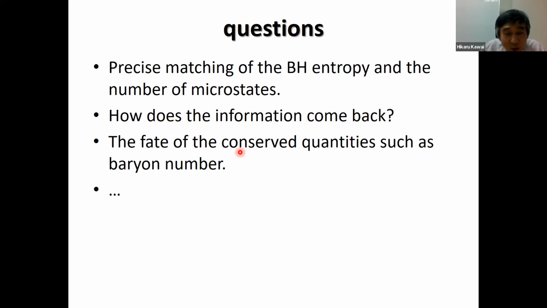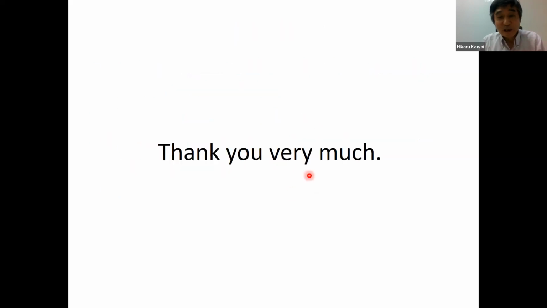And also, one more serious question is if we consider conserved quantities like baryon number. If baryon number is really conserved, we have to know some mechanism for how it comes back. I think we have many questions about this, but I hope our model is rather robust, and we can make some answers to these questions. Okay, so thank you very much.